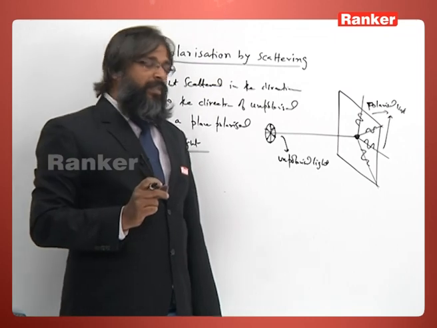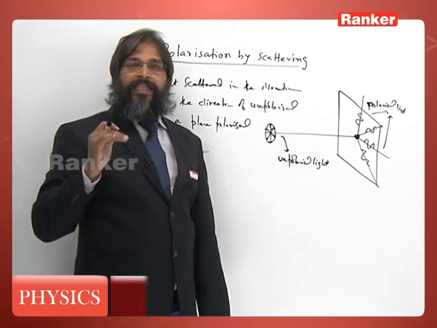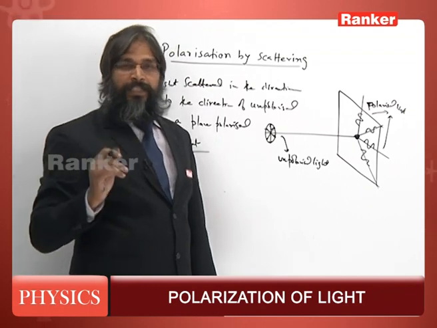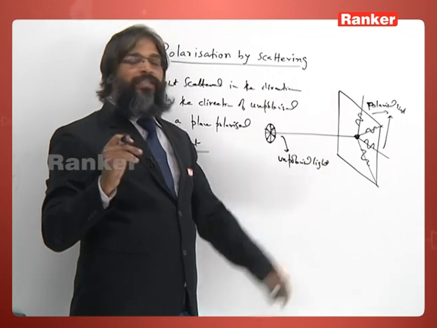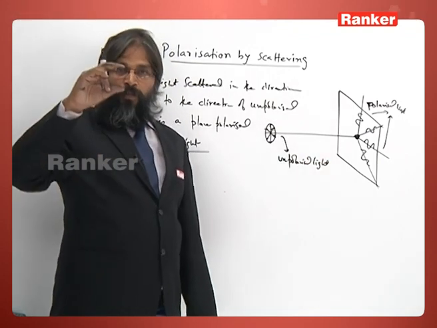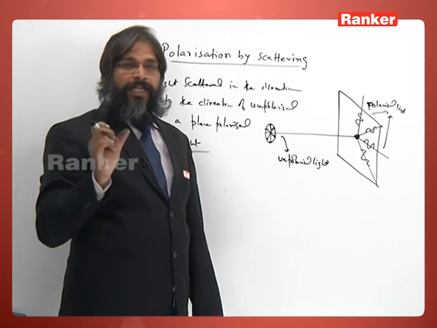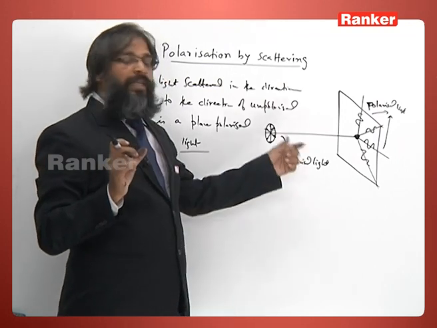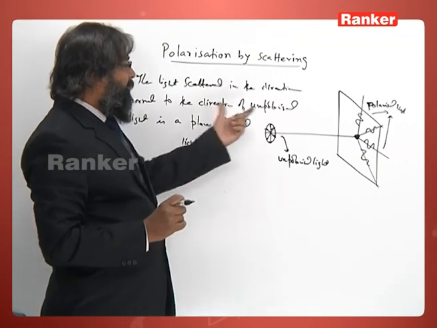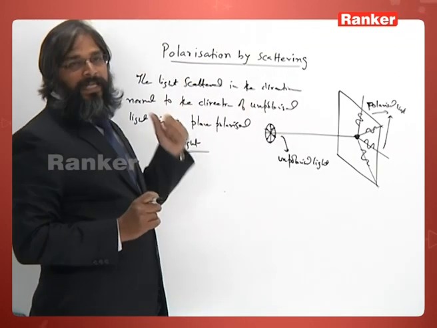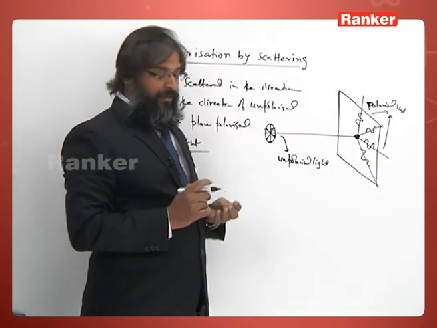That is because at sunset the light we are getting is scattered by nearly 90 degrees. The scattered light at 90 degrees is nearly plane polarized light. So when the gemstone, the polaroid, was rotated, the intensity of the light decreased. That is how the scattered light is plane polarized when it is scattered in the normal direction.